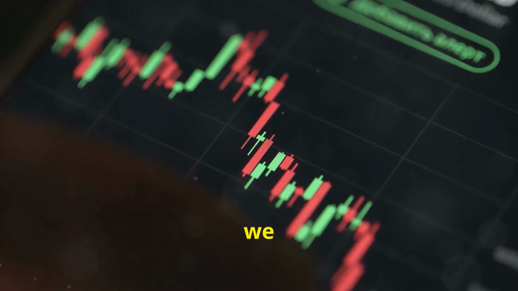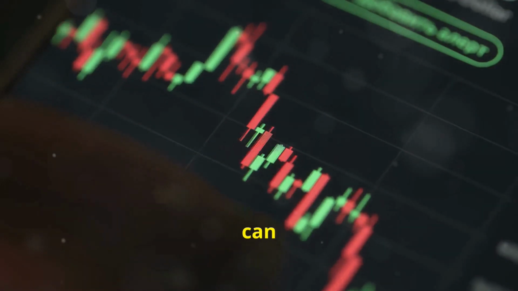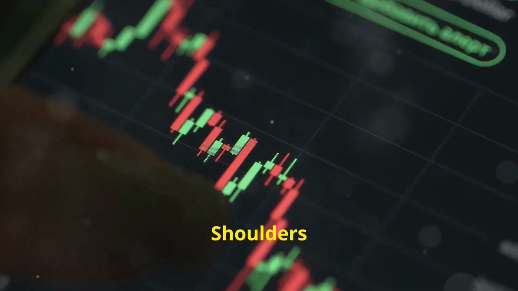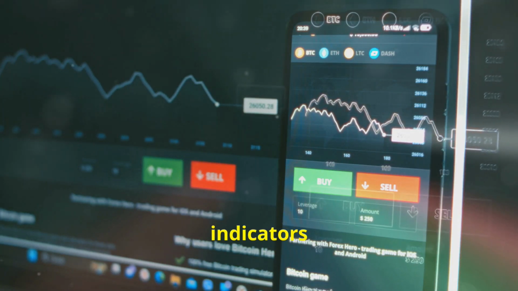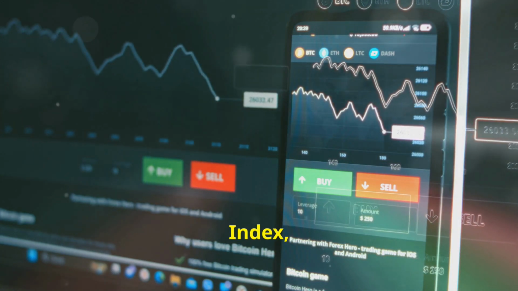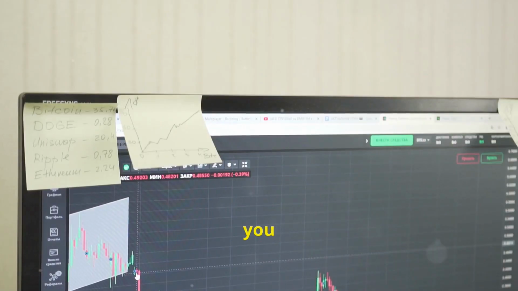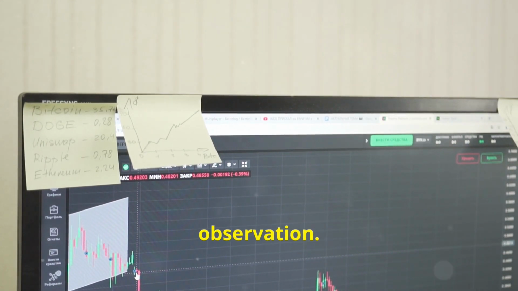In this chapter, we will focus on the technical indicators that can be used in conjunction with the head and shoulders pattern to confirm its validity. One of the most commonly used indicators is the Relative Strength Index, or RSI. When you spot a head and shoulders pattern, check the RSI to see if it supports your observation.